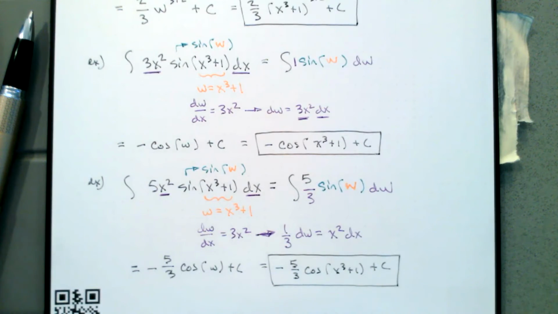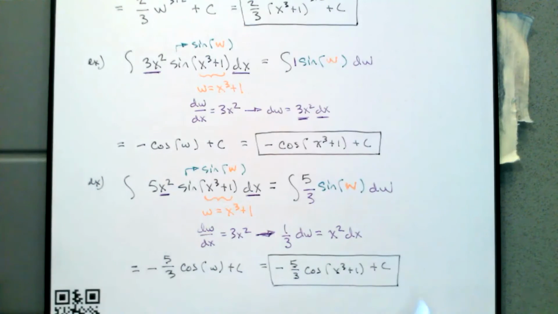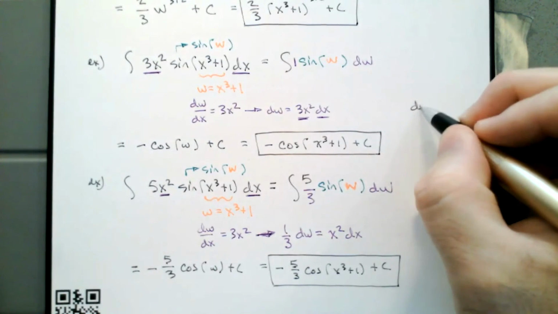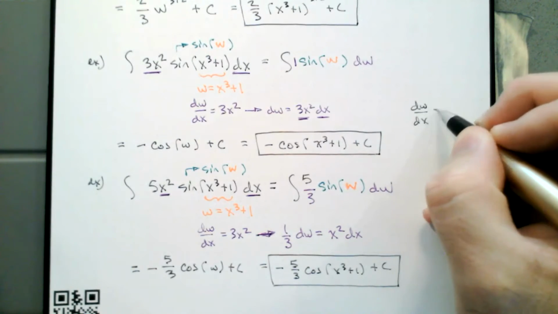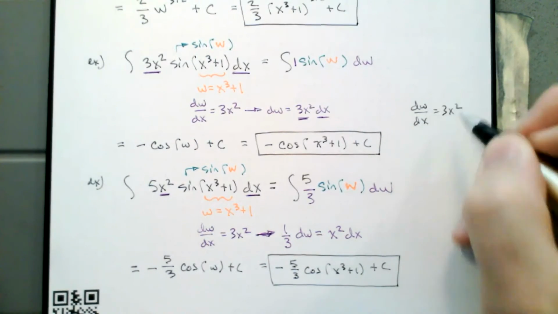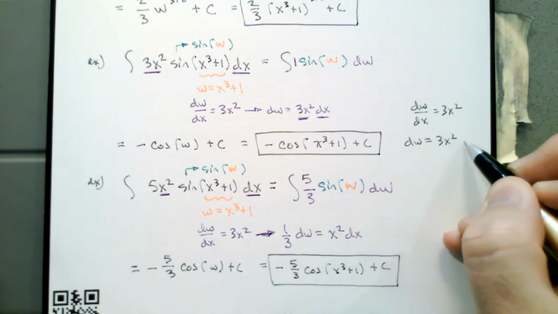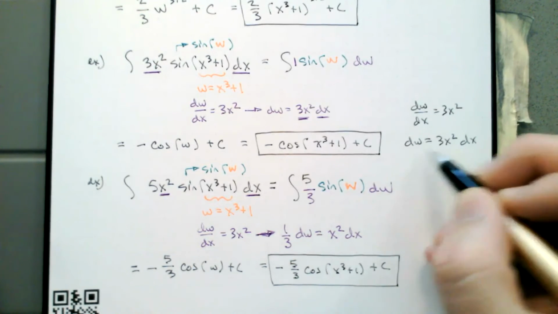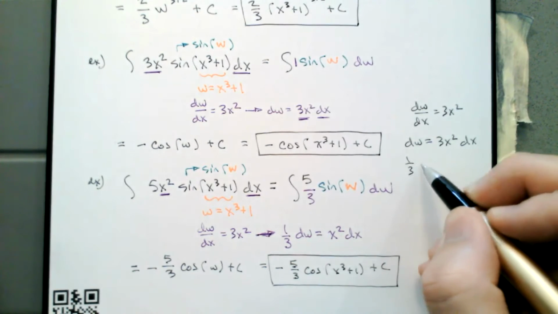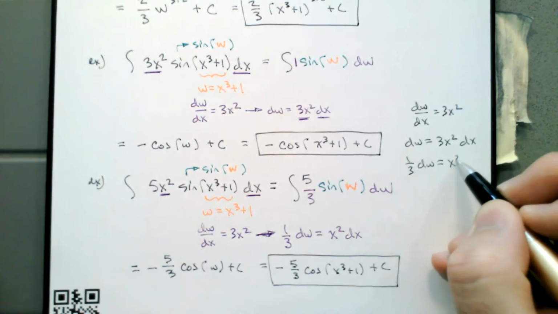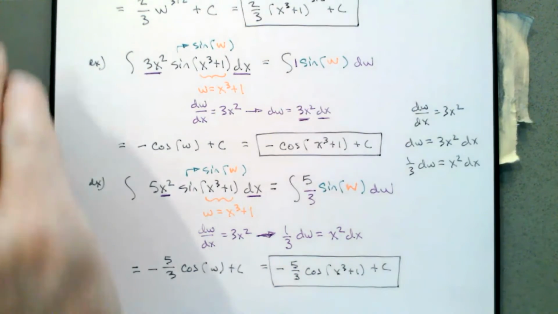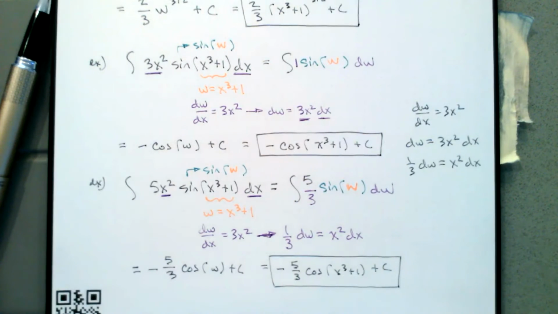Hey, Professor, I still don't quite understand how you got the 1/3 dw equals x squared dx. Multiply both sides by the dx. So I have dw dx. dw over dx is 3x squared. If I multiply both sides by dx, then dw is 3x squared times dx. And then if I divide both sides by 3, 1/3 of dw is x squared dx. Got it.